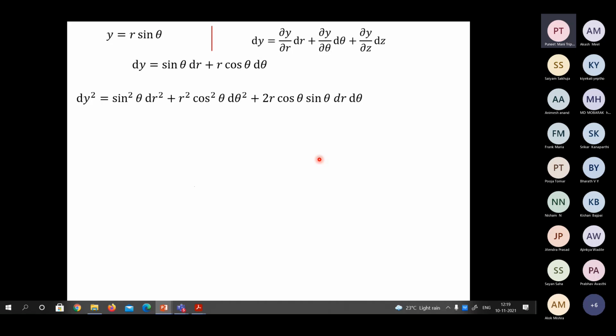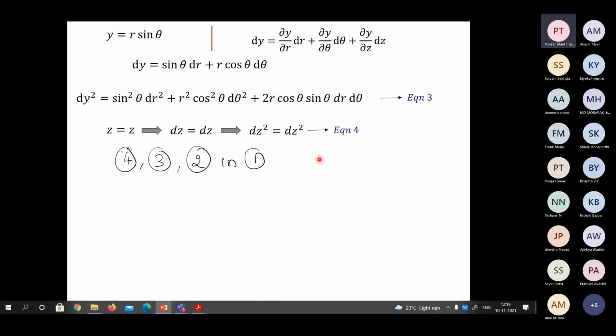You are fast. And then, you know this is equation 3 and z is equal to z. So dz is dz, and dz square is dz square. So it is very simple for us. Now substitute all these equations in one, that is ds square. You substitute and check whether anything is getting cancelled, and tell me the simplest expression for ds square.